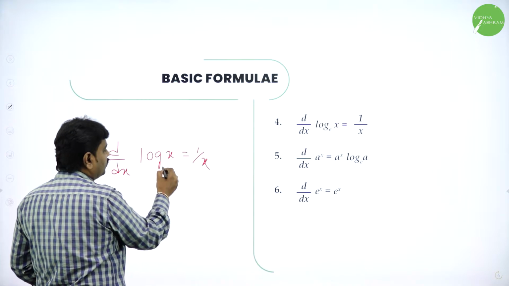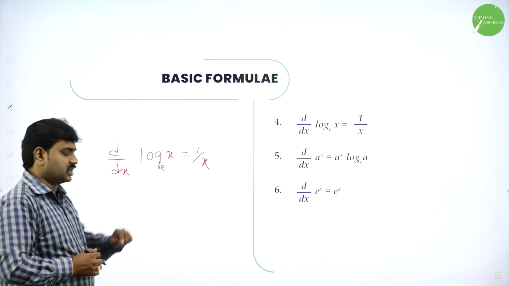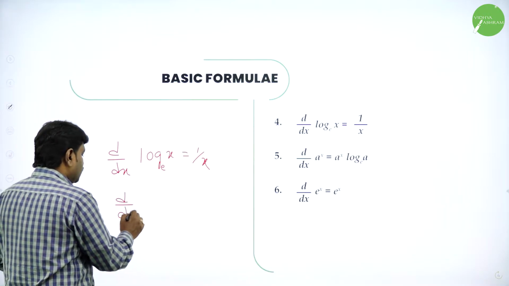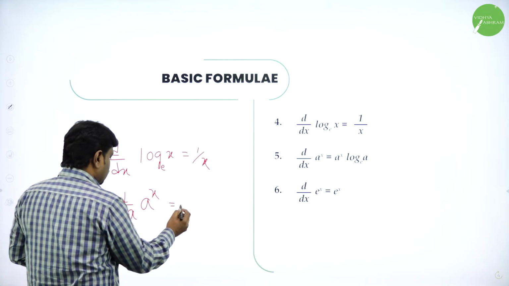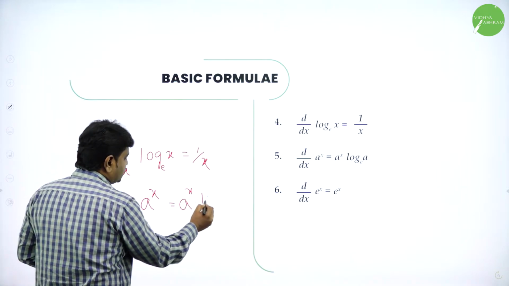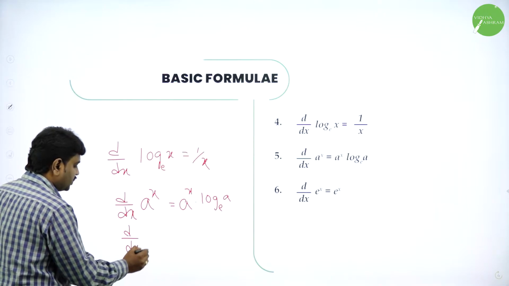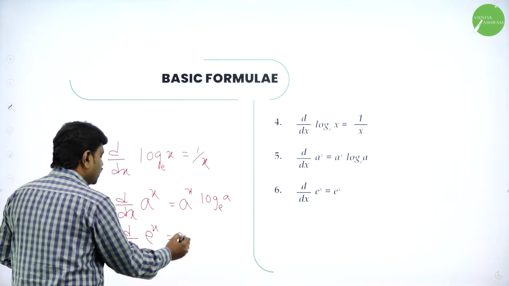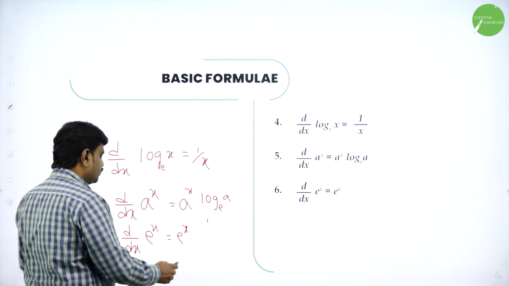If they don't give the base, it means it is base e. So what is the derivative of log base e x? 1 by x. And the derivative of a power x, where a means any constant, is a power x into log base e a. And the derivative of the last but important standard function, e power x, is e power x. It will be e power x into log base e e, and log base e e, all of you know, is 1. That's why this will be simply e power x.